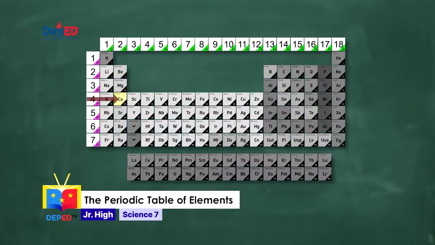Calcium is in period number 4. Manganese belongs to period number 4. Boron is in period number 2. Nitrogen is in period number 2. Fluorine belongs to period number 2. Phosphorus belongs to period number 3. And iodine is in period number 5.